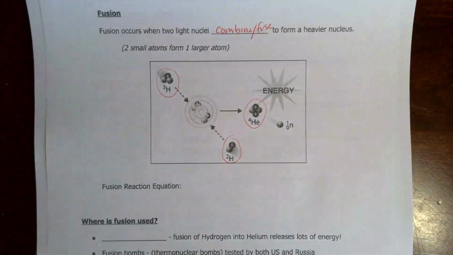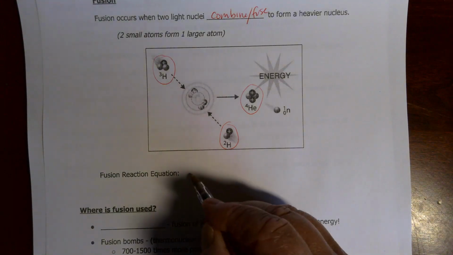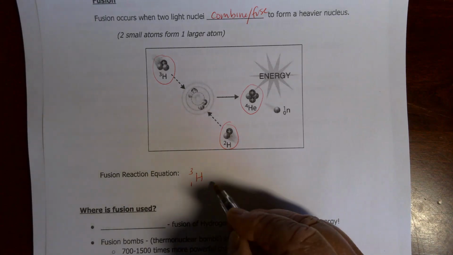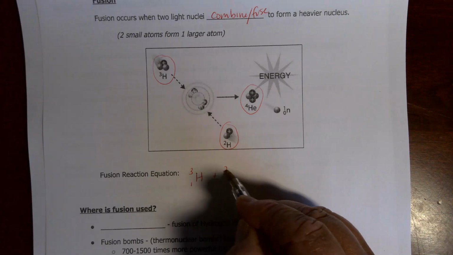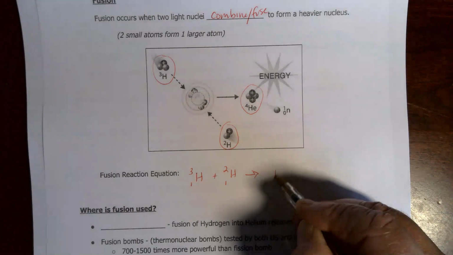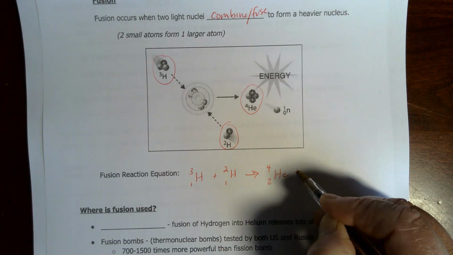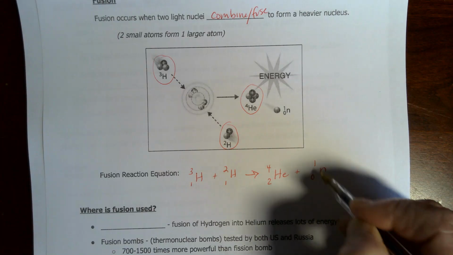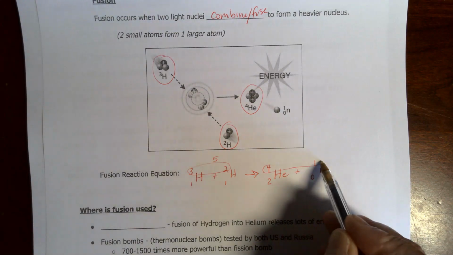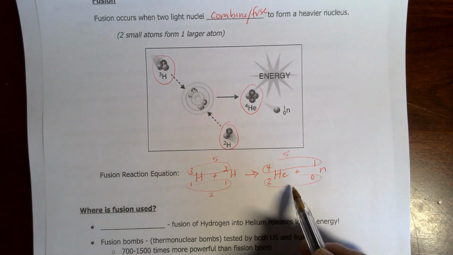So how do we show this as a reaction equation? We would start with hydrogen 3 plus hydrogen 2, turning into helium 4 plus 1 neutron. If we take a look at the top, we've got 5 is equal to 5, and we've got 2 is equal to 2.